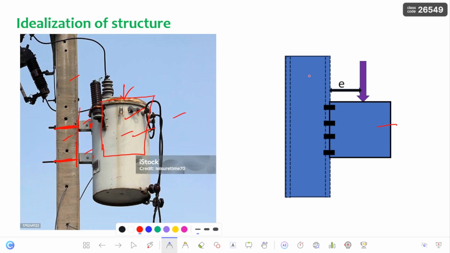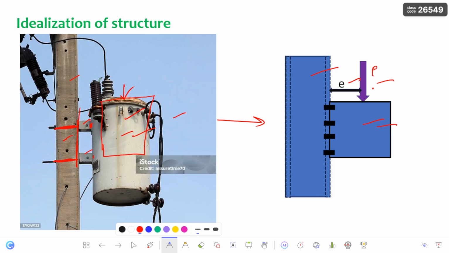This is, for example, an electric pole, this is a column and this is a bracket, and we can call this transformer a point load P acting at an eccentricity E. We can convert the practical thing into the theoretical thing, such as this bracket connection to the electric pole with a point load. This transformation is very, very important for a civil engineer. You have to convert the practical thing into the theoretical thing, then analyze how this load is going to transfer.